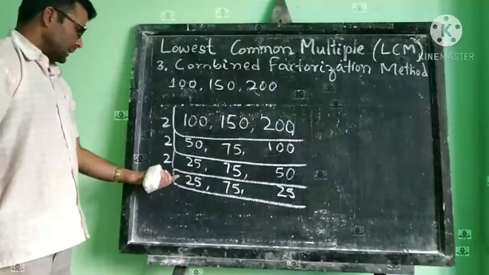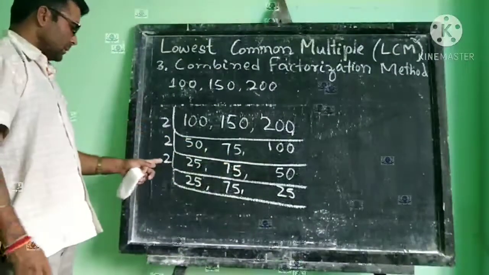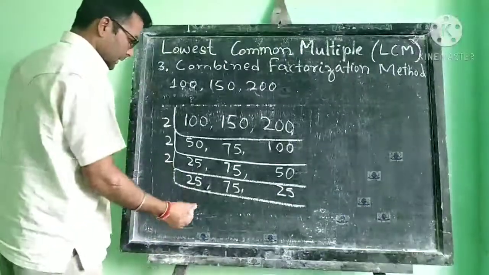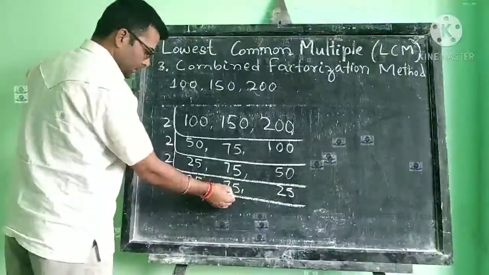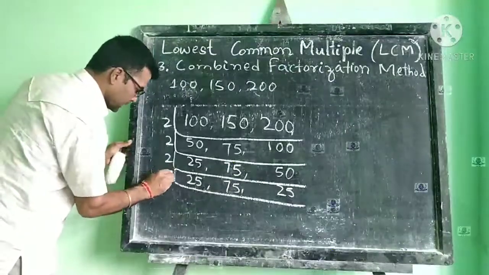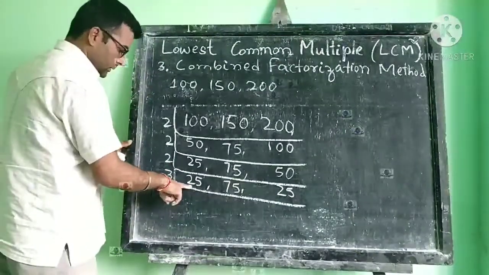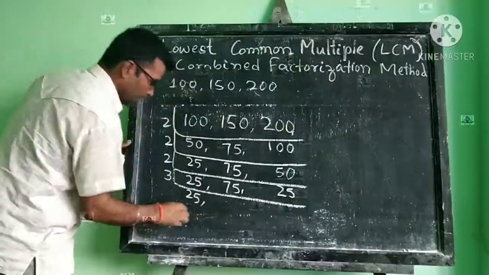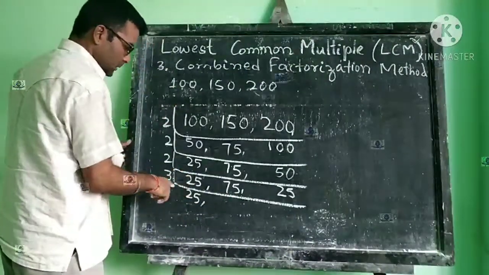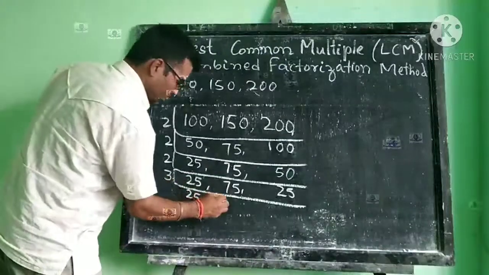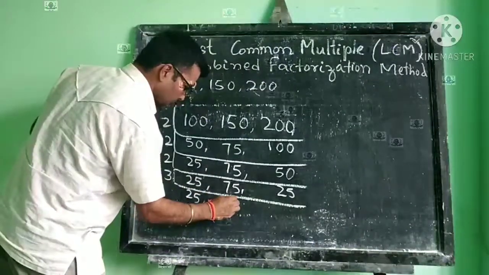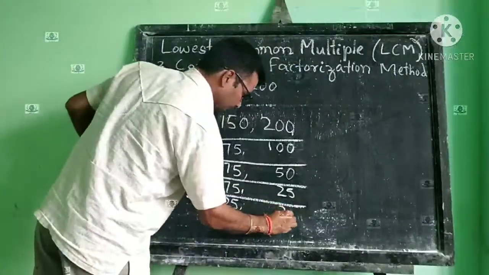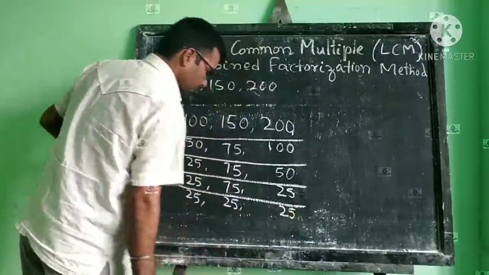Now in this case, all three numbers are not divisible by 2. So we cannot take 2 here now. Now we can take 3 because this number is divisible by 3. So bigger than 2 is 3. This 25 is not divisible by 3, so here also it remains as it is. 75 is divisible by 3, so we can divide it. 3 2s are 6. Then 3 5s are 15. And this 25 remains as it is because it is not divisible by 3.